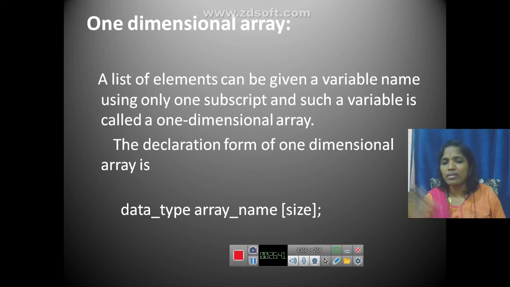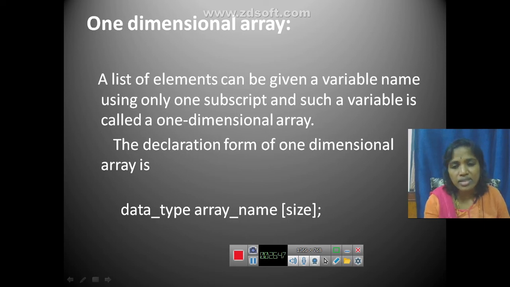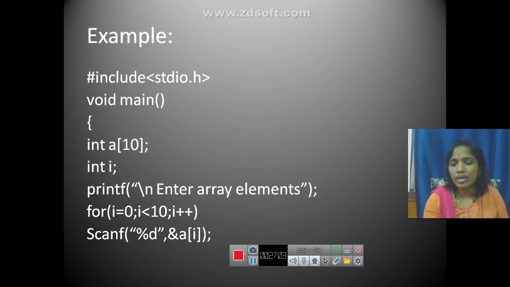Only one line. The declaration form of a one-dimensional array we have already seen. It tells the type of the array, followed by the name of the array, followed by the size. Right? So let's see another way of initializing a one-dimensional array.